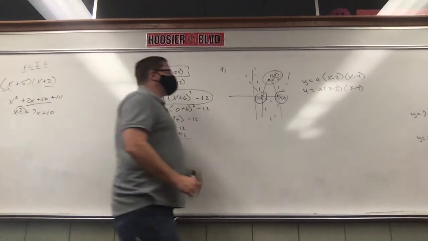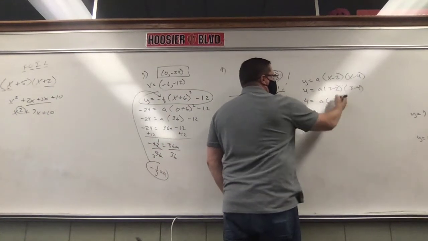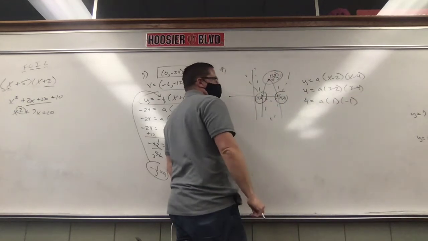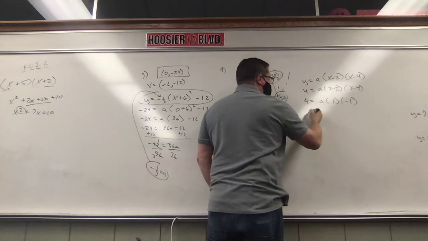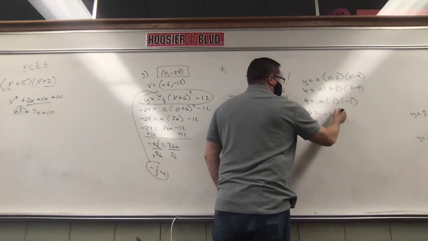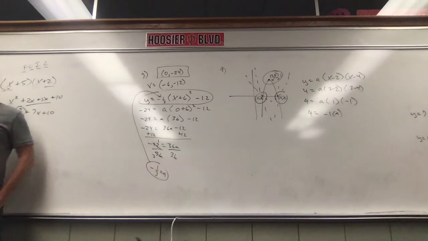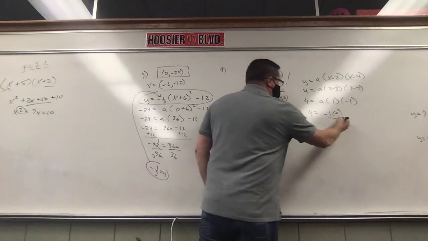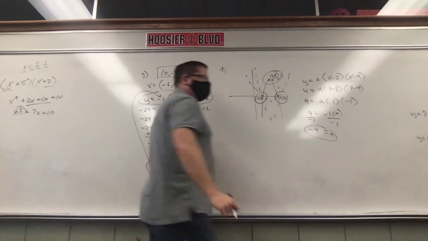All right, so let's clean this thing up. So we have 4 equals a times 1 times negative 1. And negative 1 times 1 is negative 1 times a. Where did we get the 1? 3 take away 2. And 3 take away 4. And then we divide by negative 1. We get a is negative 4.